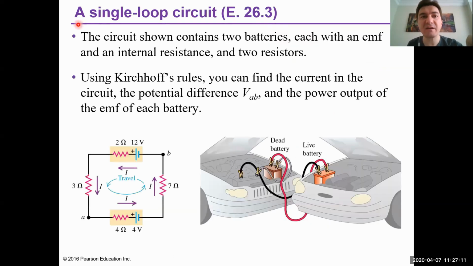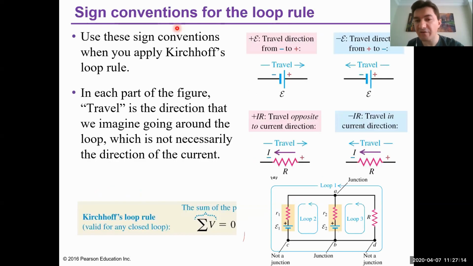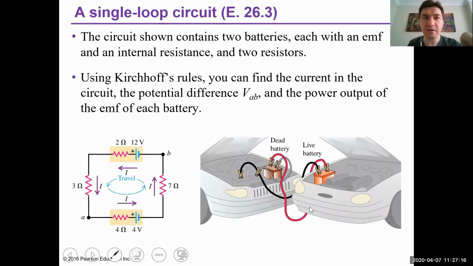Here we have a single loop circuit, which is the example from the book, example 26.3. Here we have an EMF. Here we have another EMF. Here we have a resistor. Here we have a resistor. We have just one loop here, okay?